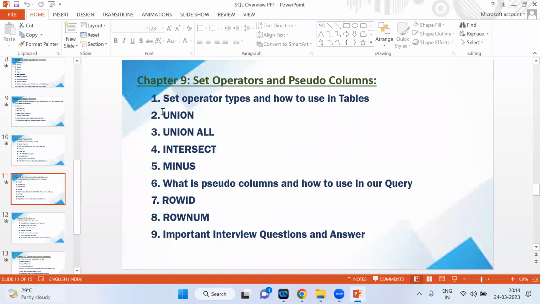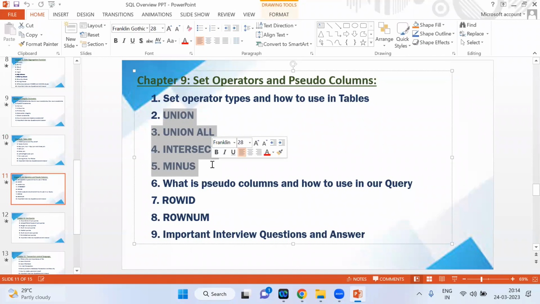Then we'll have the set operator. You may have studied it in your school time in mathematics, in ninth or 10th class, depending on your syllabus, where you have seen union, all, intersect, Venn diagram, minus. All these things you have learned in mathematics. One chapter will be there for you.